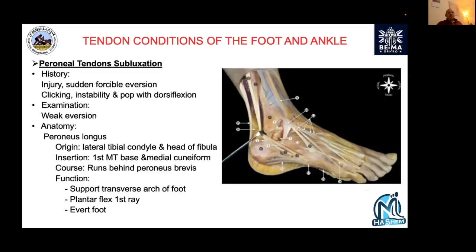Last of this lecture, not to take very long, is the tendon problems. And the tendon problems, I'll be concentrating on the most important. First of them is the peroneal tendon subluxation. It's again one of the underlooked conditions of the foot. Patients come to complain of pain behind the lateral malleolus after a sudden forcible eversion.